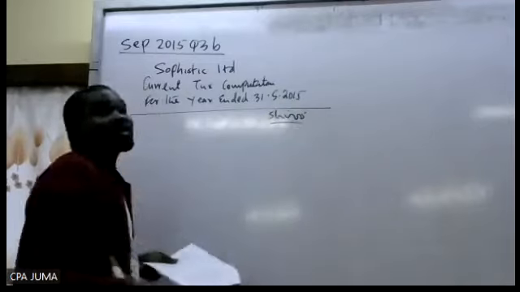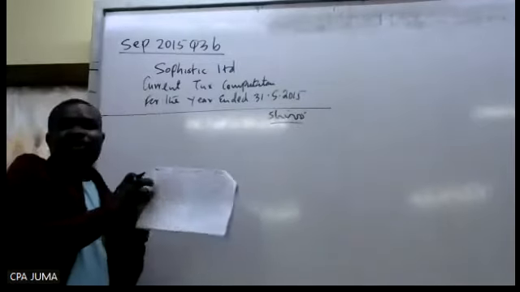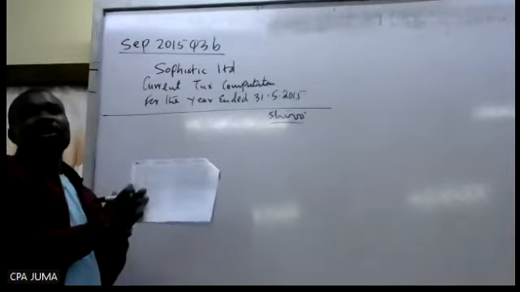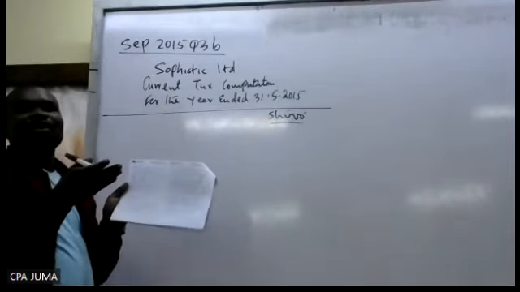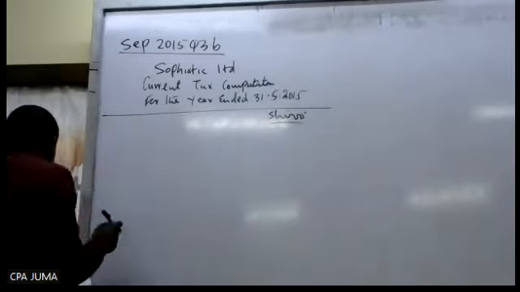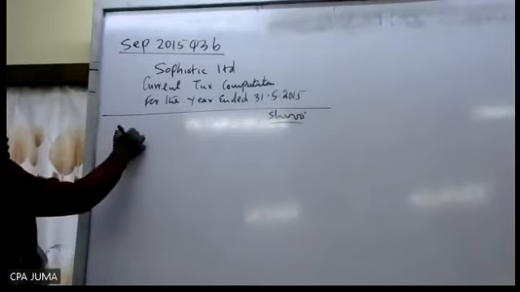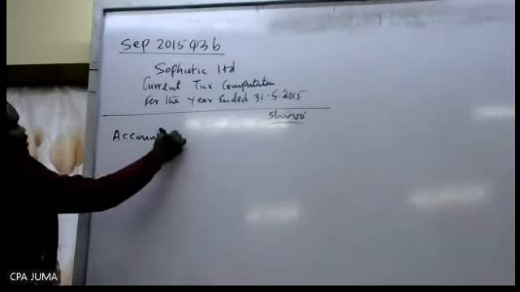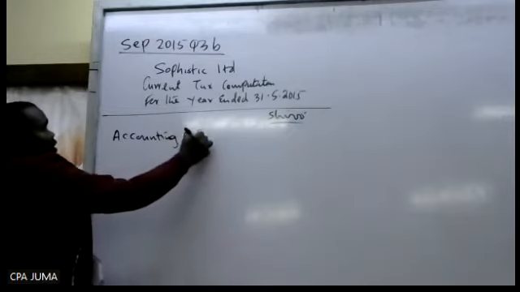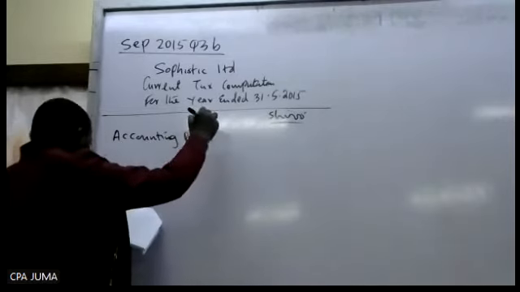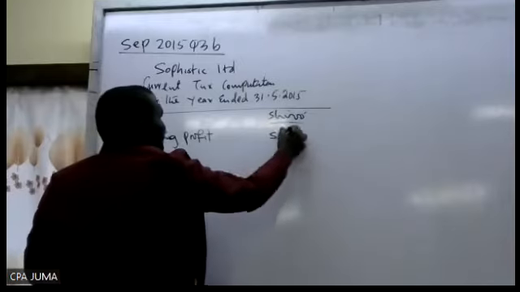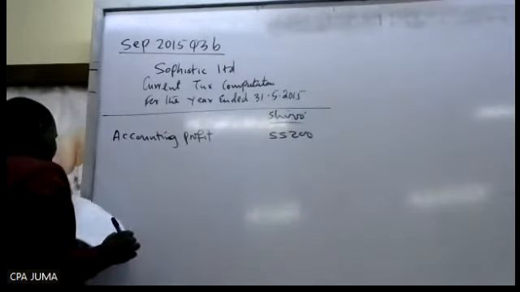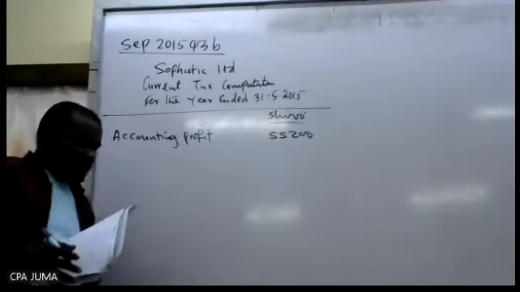So I want us to get taxable profit. Let's go with the format for 2014, but in respect to items in 2015. So accounting profit. What was the accounting profit 2015? 55,200. Good. Then you go with their format.